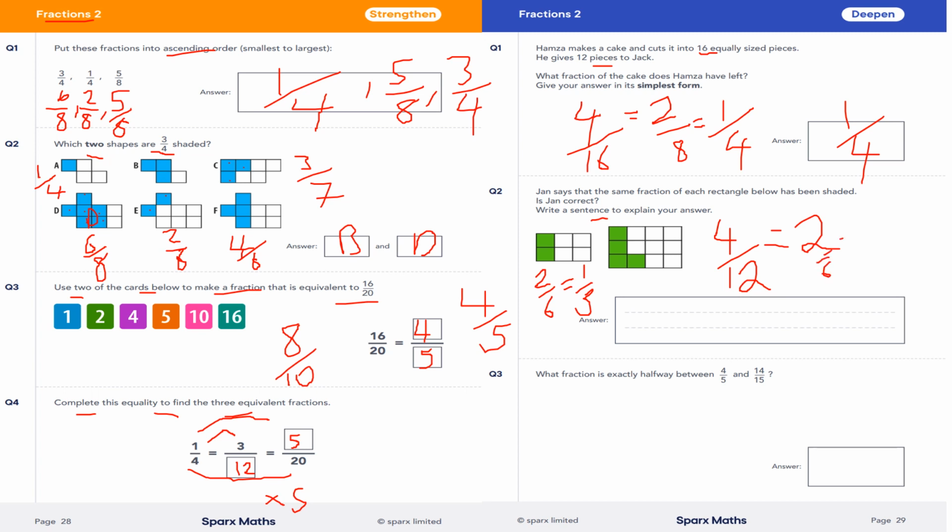So in fact, yes, Jan is correct, because they're both what we call equivalent fractions, because 2/6 is equal to 4/12. Times top and bottom by 2, or divide top and bottom by 2, from right to left. Times it by 2, and then times it by 2. So yes, Jan is correct.